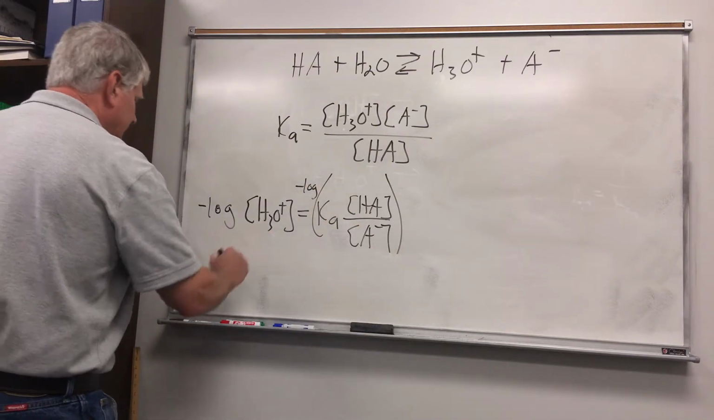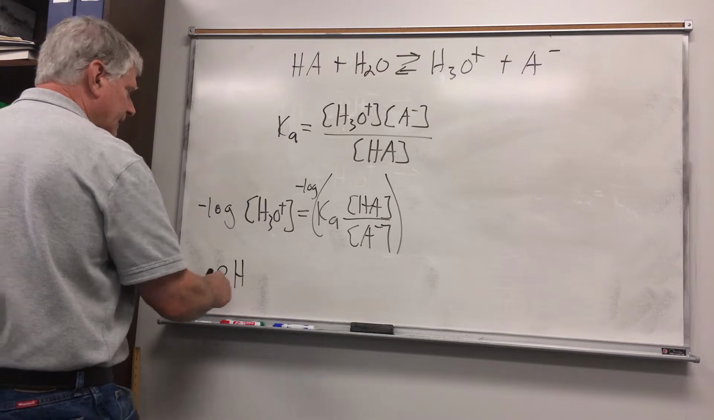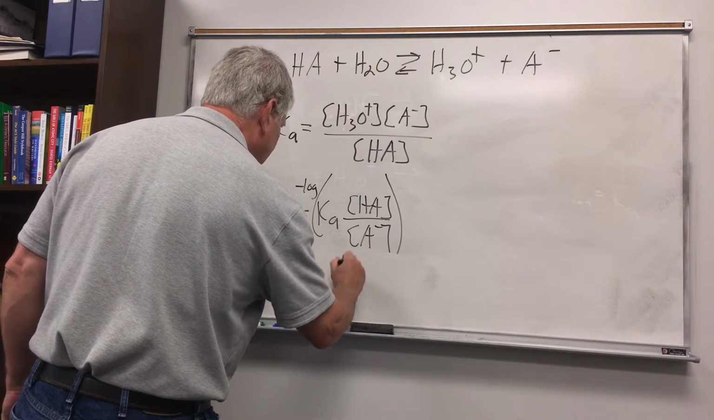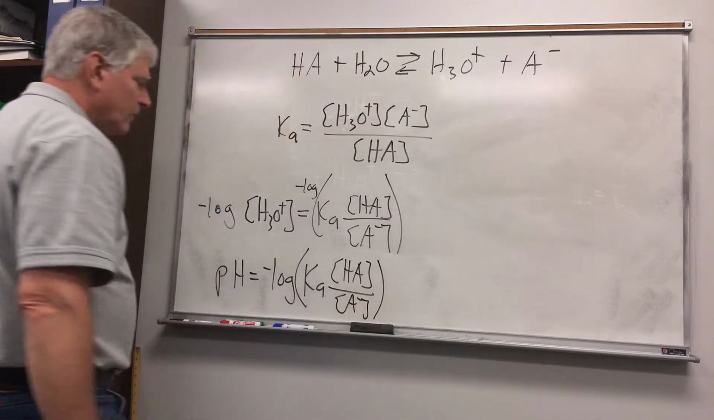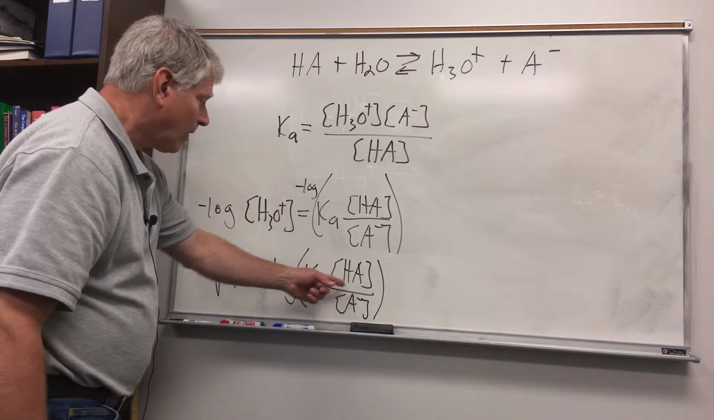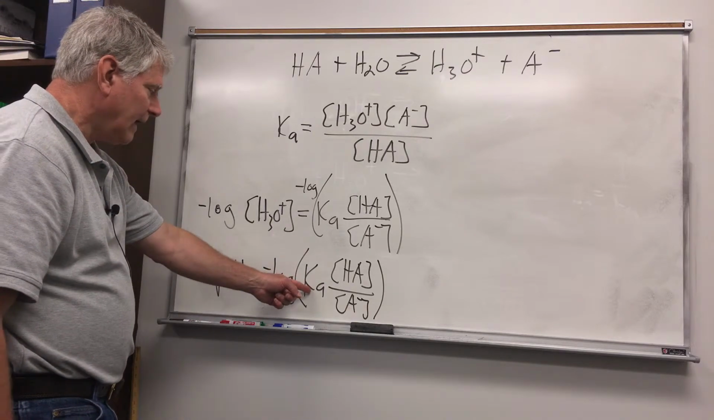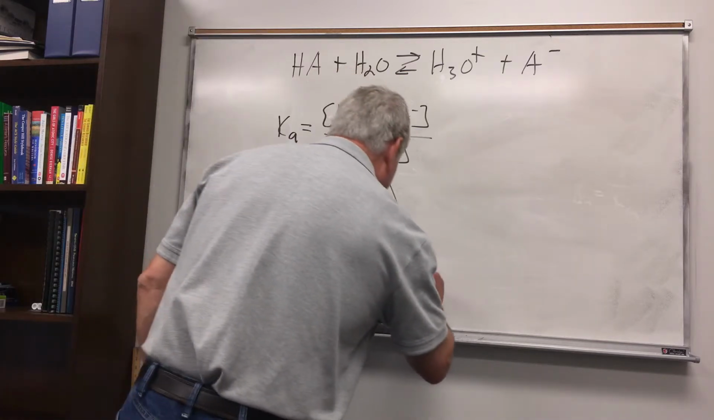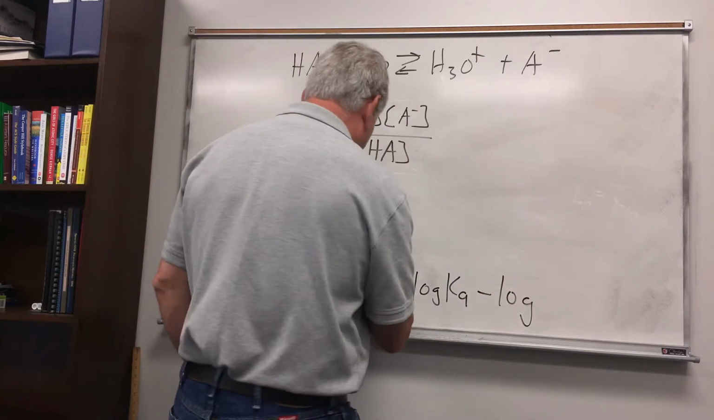So this left side will be pH. Negative log of H3O+ concentration is just the pH. And then I have negative log of Ka times this quotient. Now, if I have a log of a product, I can write the sum of log terms. So I can write the log of Ka plus the log of this quotient. So I have negative log Ka minus the log of HA over A minus.